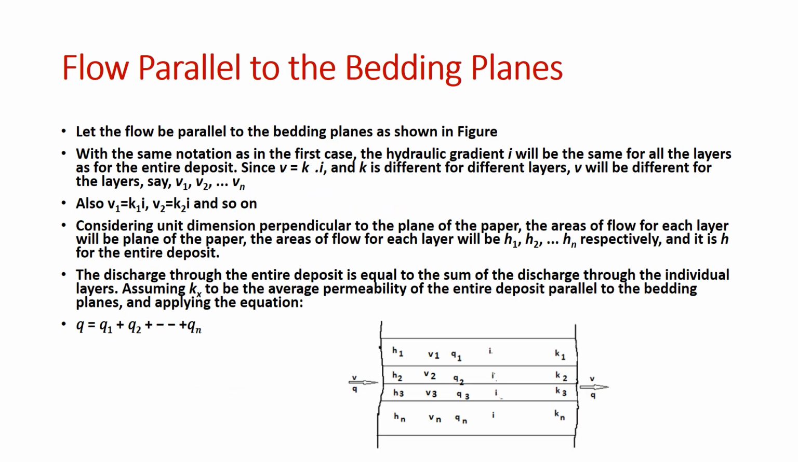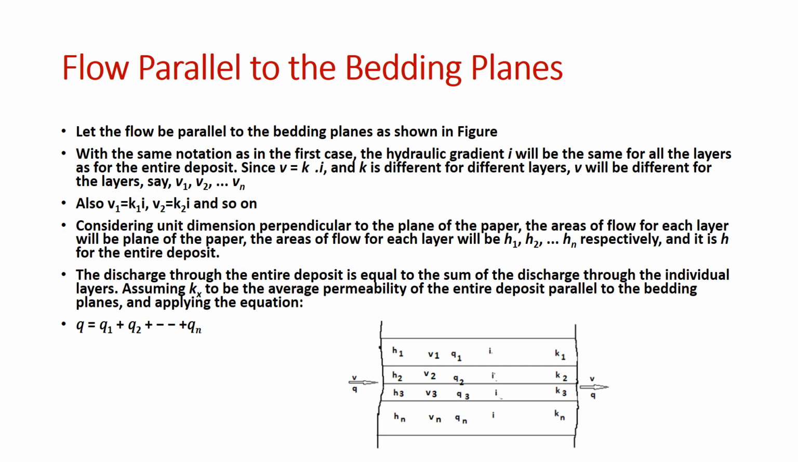You can also find out permeability in case of flow parallel to the bedding plane. These are the bedding planes, and this is the same V here, then V1, V2, V3, and so on for the different layers. Here the hydraulic gradient i will be the same in all the layers. h1, h2, h3, hn are the layer thicknesses, the total height is H, and the flows are Q1, Q2, Q3, and so on.